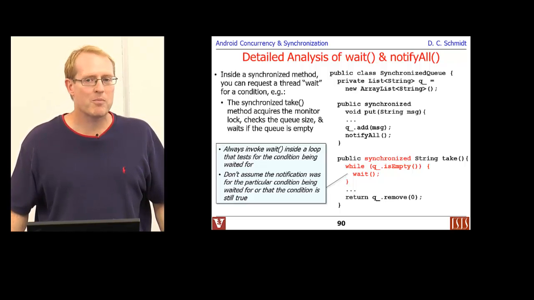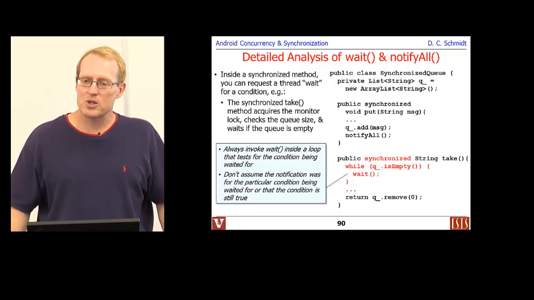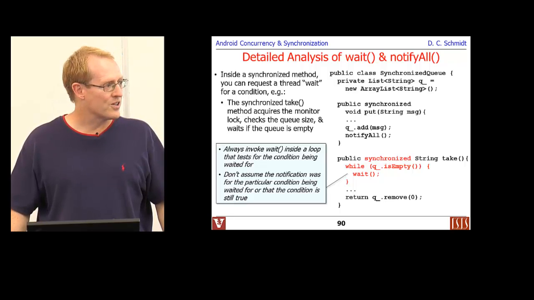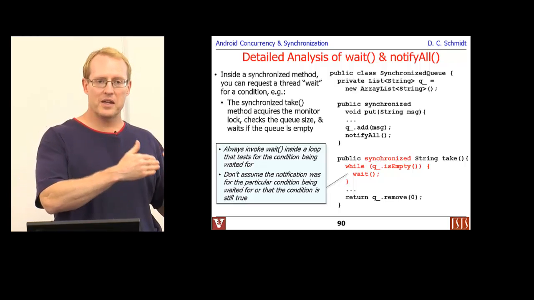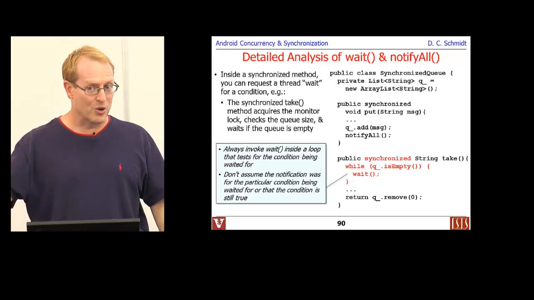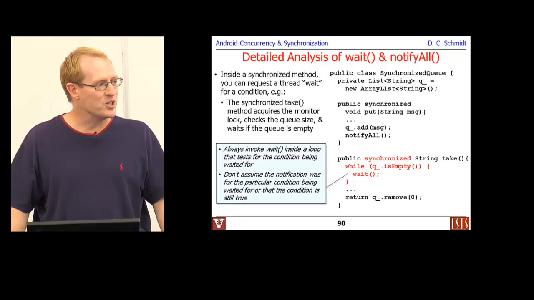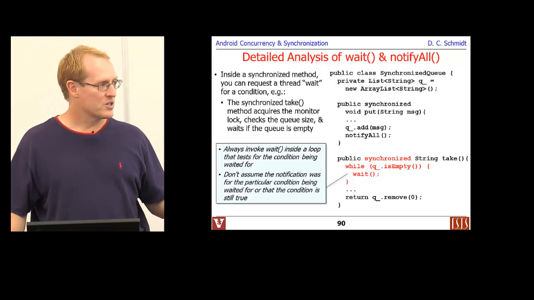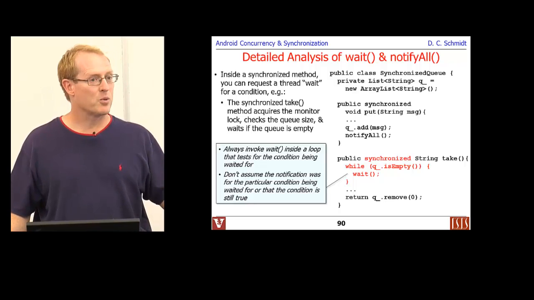Some important things to remember. What I'm about to say is never violate this unless you absolutely know what you're doing, and even then think twice about it. It's almost always the case that when you do wait calls, you want to put them inside of a loop, typically a while loop. So you typically say something like, while some condition is true, wait. And later on when we see what notify and notify all do, it may turn out that when you're notified, the condition remains true, and so you have to go back and wait again.